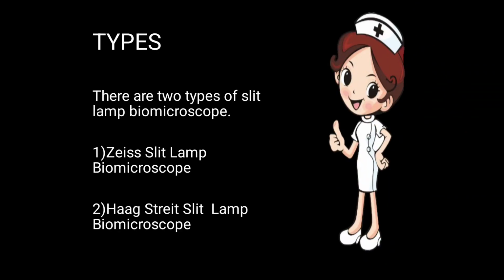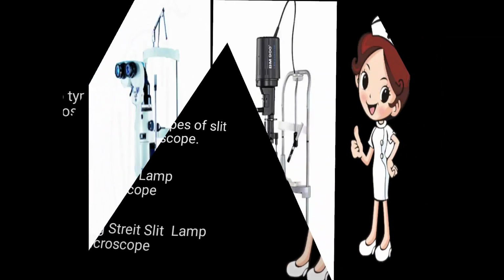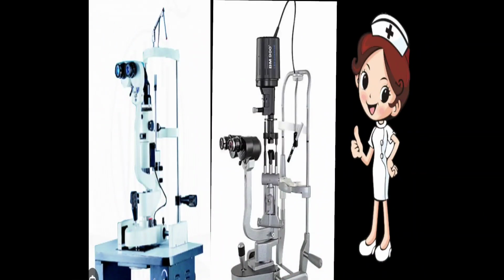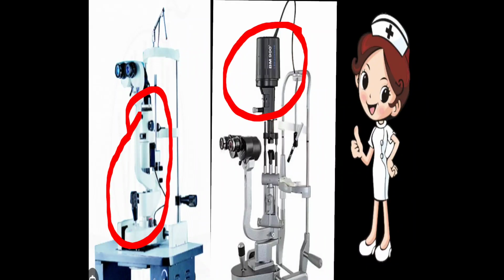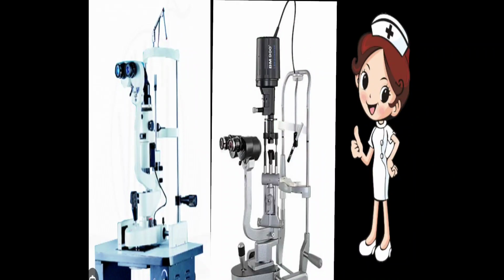Next, there are two types of slit lamp biomicroscope available in the market. The first is the Zeiss slit lamp microscope, and the next is the Haag-Streit slit lamp microscope. Both have the same parts, but the difference is that in one the illumination system is at the upper side, whereas in the other it is inbuilt inside. Otherwise the working is almost the same.